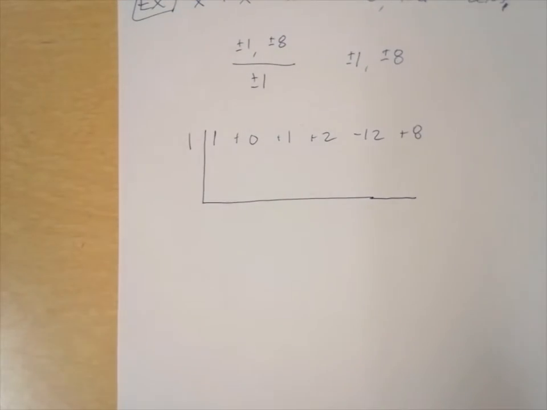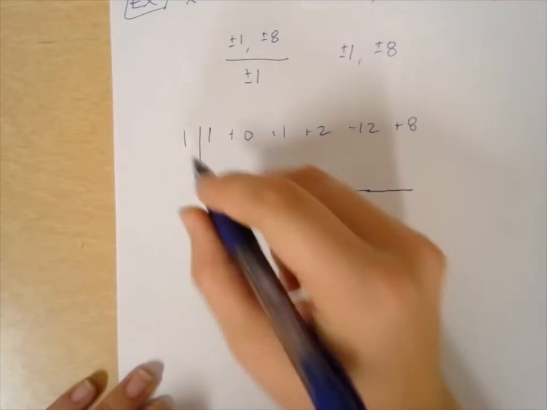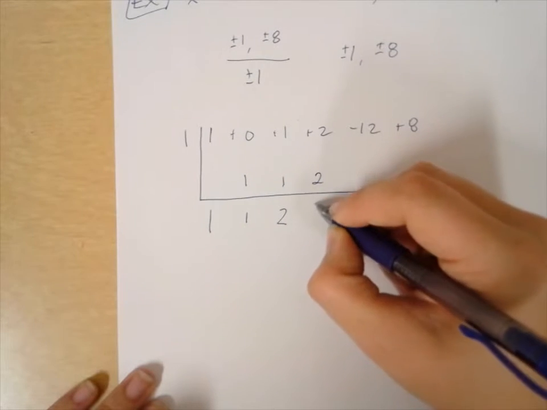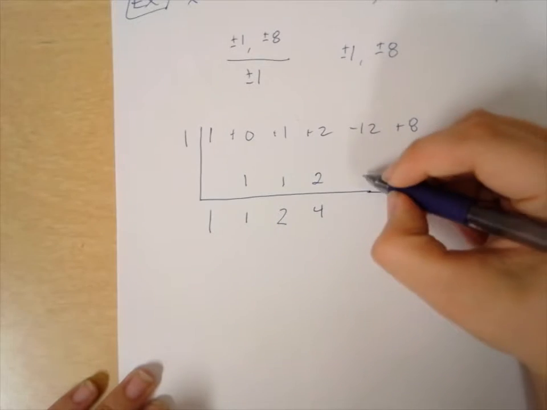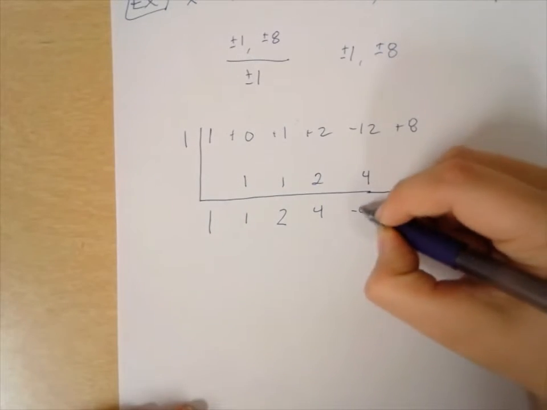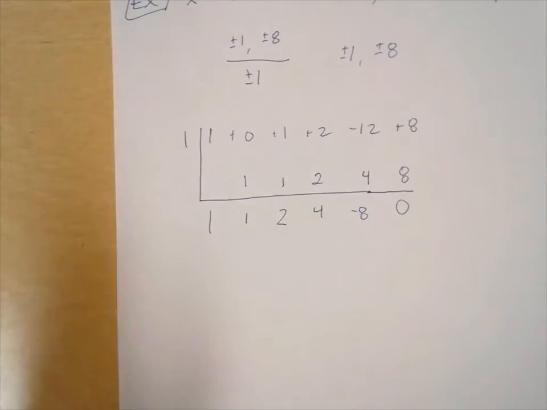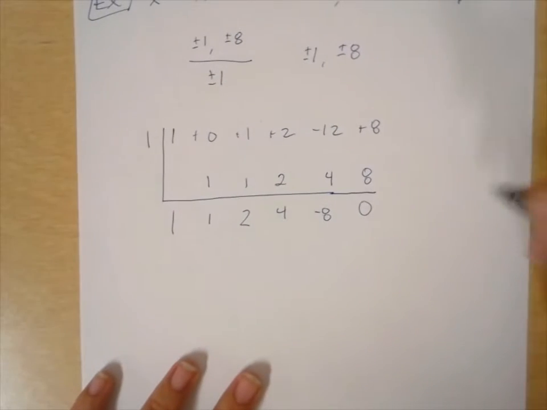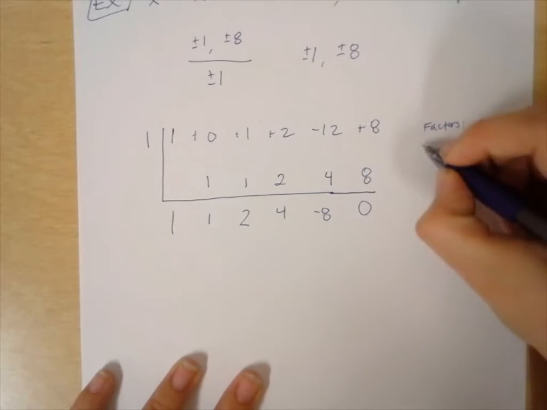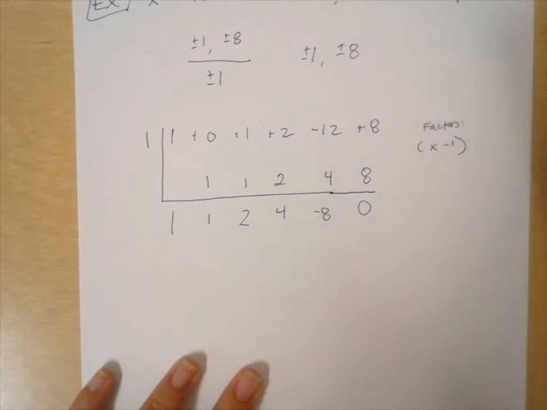And now what I'm going to do is bring down that 1. I'm going to say 1 times 1 is 1. 1 plus 1 is 2. 2 times 1 is 2. I'm going to get 4. 4 times 1 is 4. I'm going to get negative 12 plus 4 is going to be negative 8. Negative 8 times 1 is going to be 8. And I'm going to get a 0. Awesome. So I know that one of my factors so far is definitely going to be x minus 1.